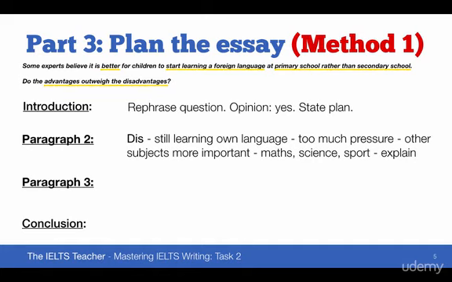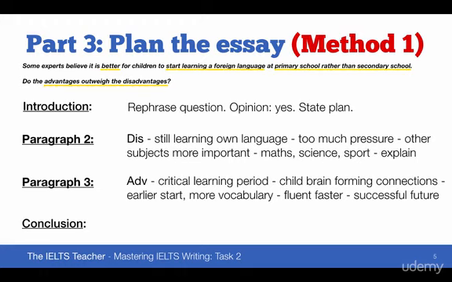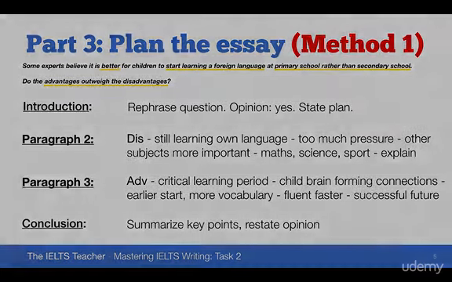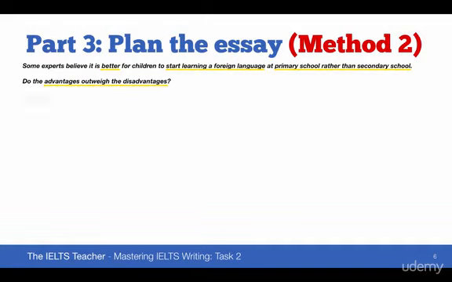And then we move to the side that we agree with, so we can look at the advantages in this case. It's a critical learning period. The child's brain is forming connections. The earlier start gives us more vocabulary, become fluent even more quickly, and would lead to a successful future. Again, we don't really need to write a conclusion plan, we know what we're going to do here. Now this is one method, and to be honest, I think this is the inferior method. I think there is a superior method for planning the essay, which we're going to look at now.